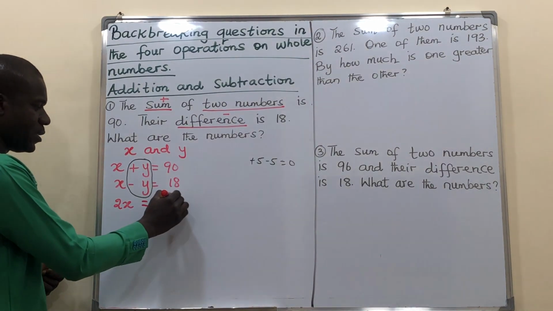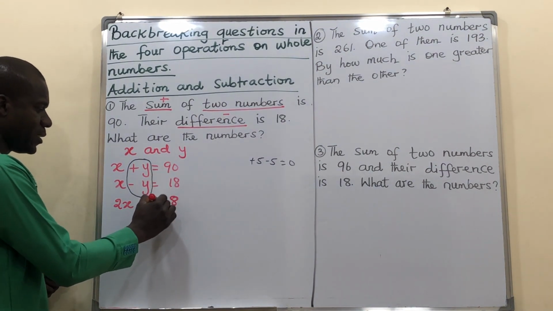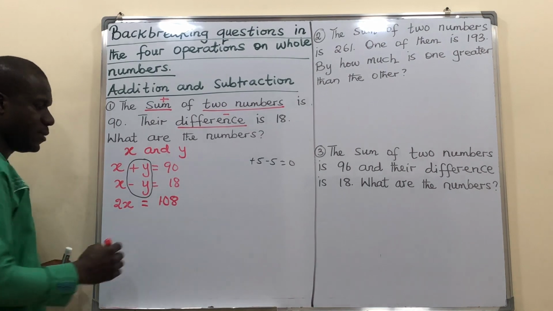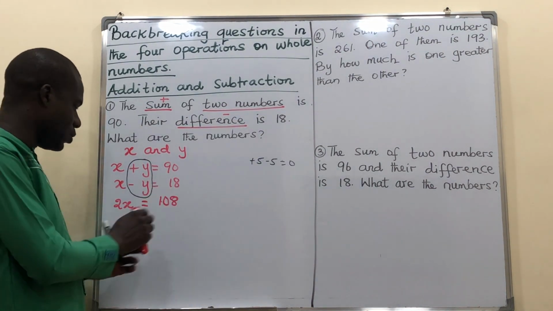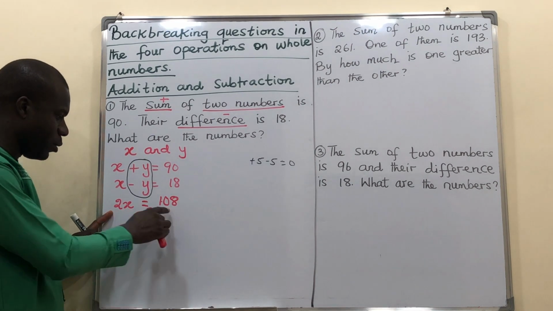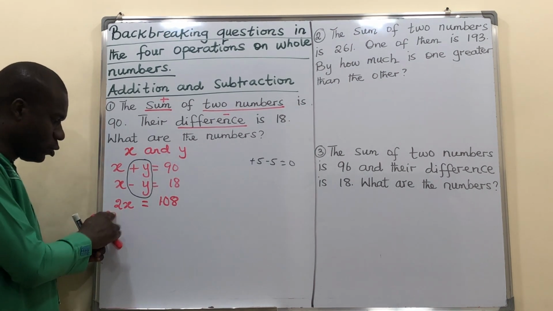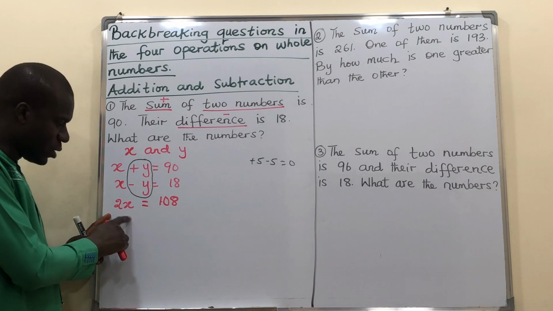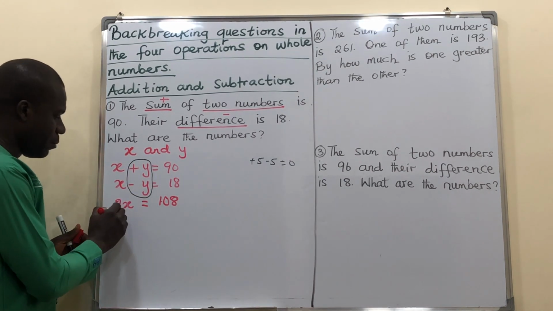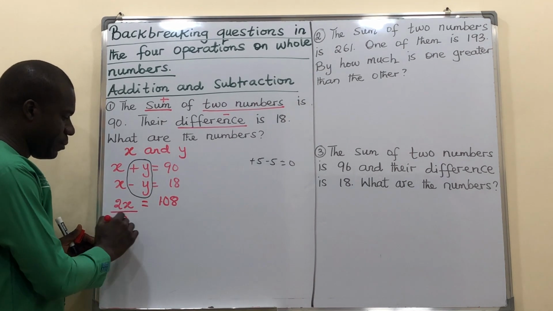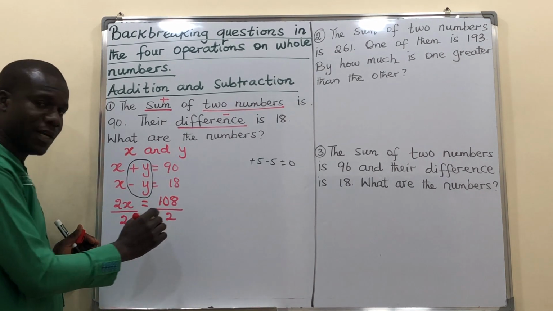8 plus 0 is 8. 9 plus 1 is 10. I have 108. Okay? At this point, 2X equals 108. To get the value of X, I'm going to divide both sides by 2 because 2 is the coefficient of X so that X can be on its own or can stand alone. Alright? So I'm dividing the left hand side by 2. I'll do the same for the right hand side.